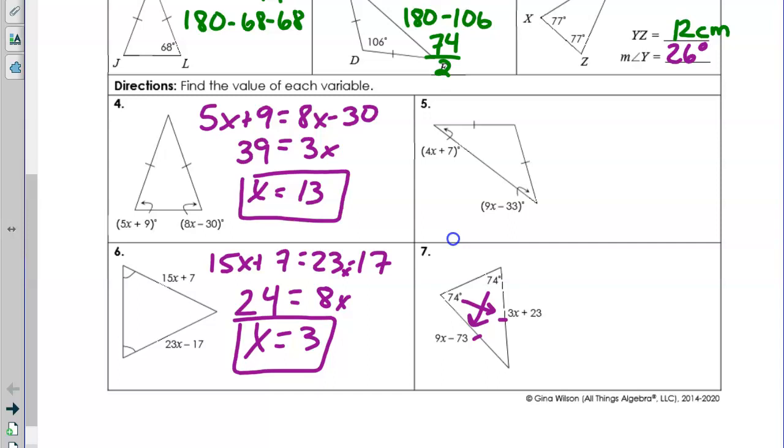I think you're overthinking it. It's just letting you know they're congruent. That's all we need the 74s for. It's just like if they mark them congruent. 9x minus 73 equals 3x plus 4. Very good. So don't do anything with the 74.